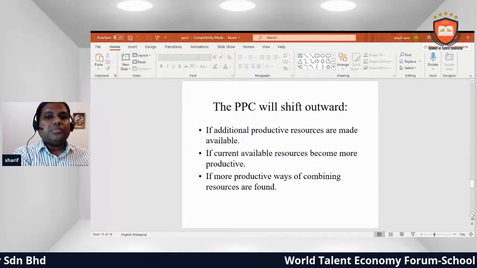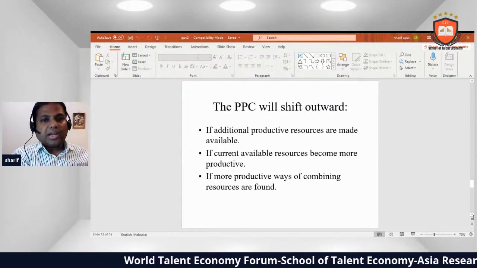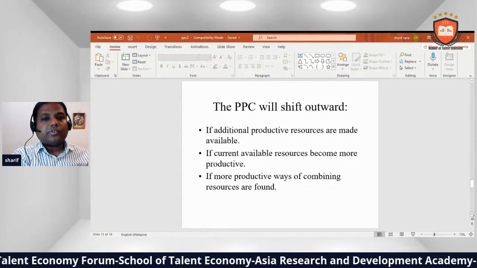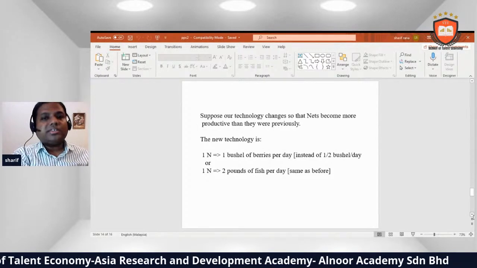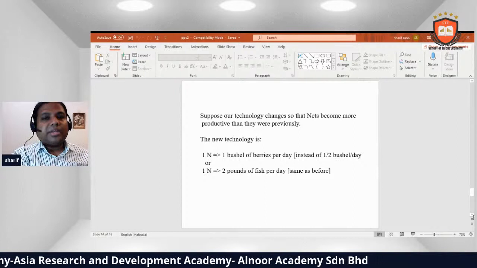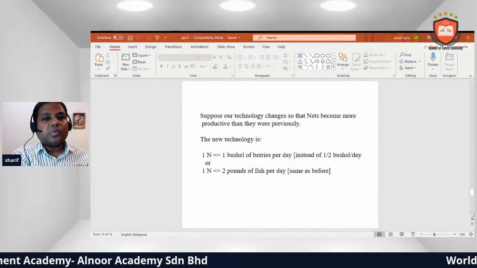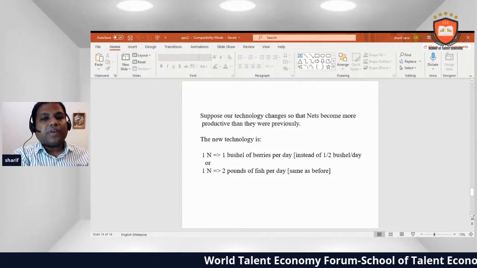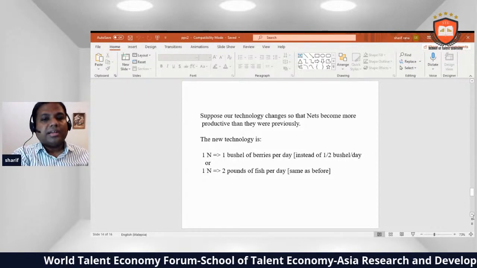The PPC will shift outwards if additional productive resources are made available, if current available resources become more productive, or if more productive ways of combining resources are found. Suppose our technology changes so that nets become more productive than they were previously. The new technology is 1 N equals 1 bushel of berries per day instead of half a bushel per day. 1 N is equal to 2 pounds of fish per day, same as before.